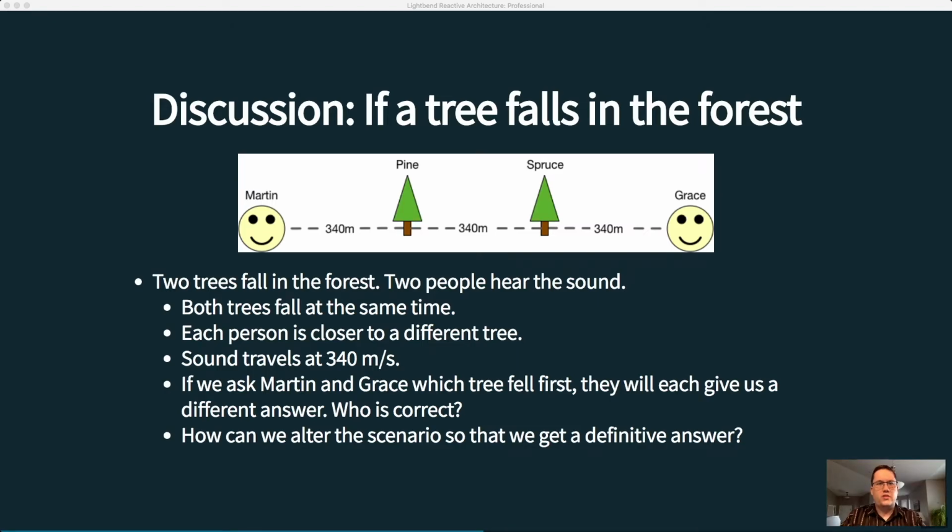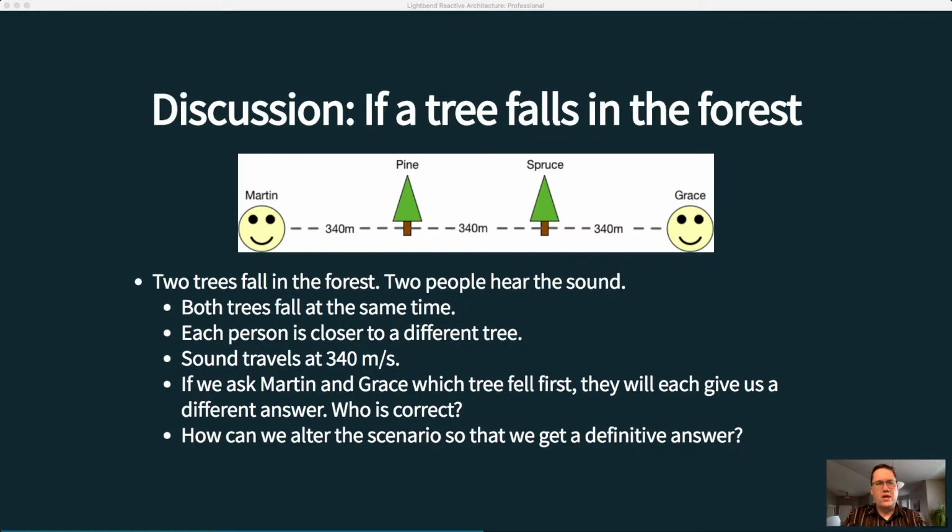This discussion introduces us to what is a fairly common distributed systems problem. The problem that we're facing is that we have two members of that system, in this case Martin and Grace. Martin and Grace are both operating on information that is coming from the system. However, they are in disagreement about the state of that system. Martin says that the pine tree fell first, Grace says that the spruce tree fell first.